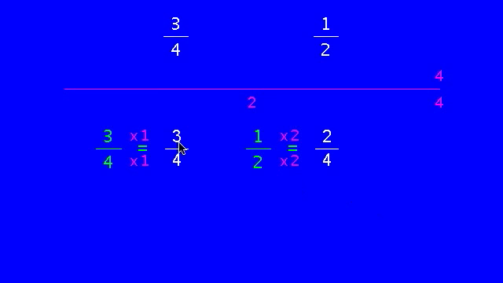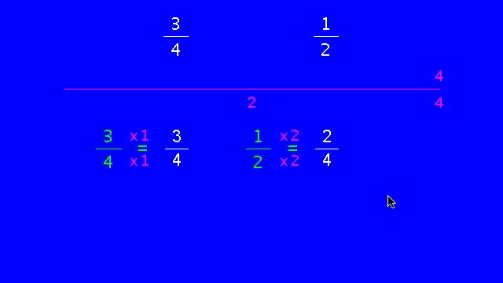Okay, so if we were adding these, we would have 5 fourths. Because the size of pieces doesn't change, you just add the number of pieces. And 5 fourths is 1 whole plus another fourth, which we'll get into as we get into reducing fractions.